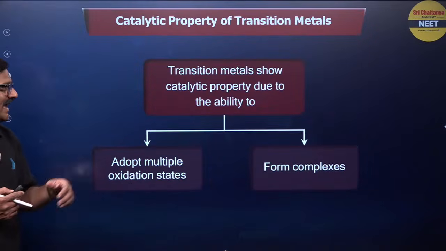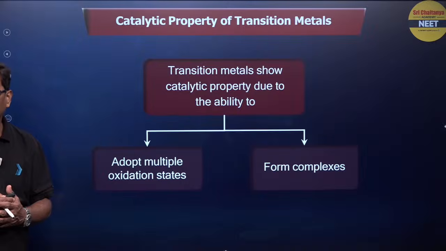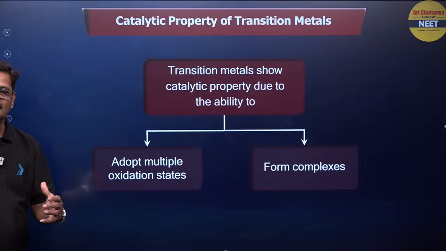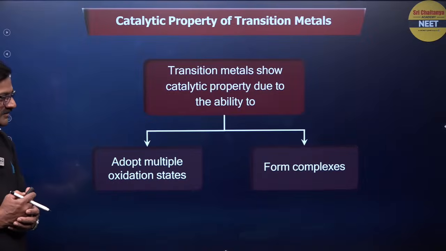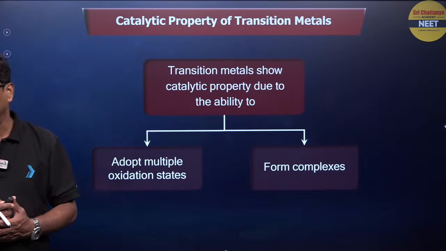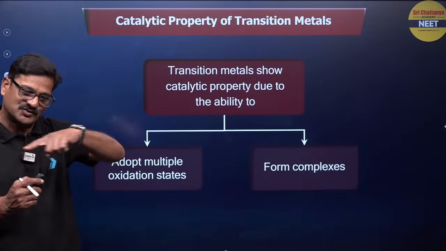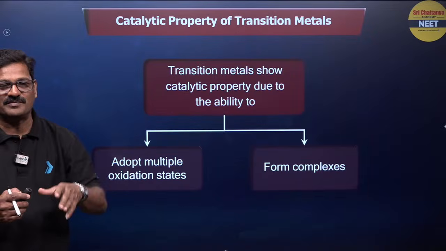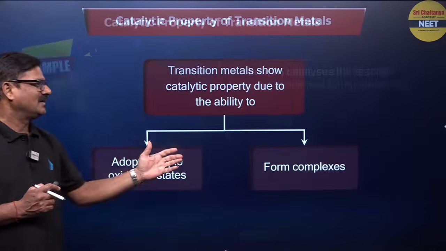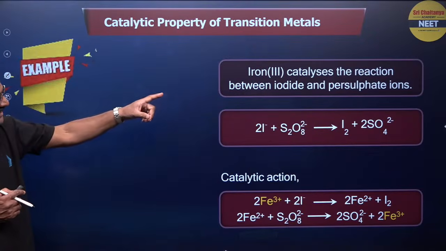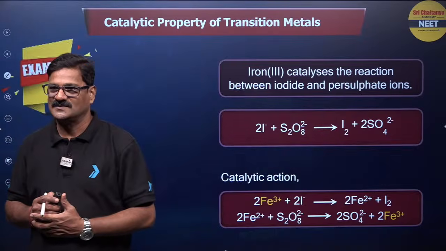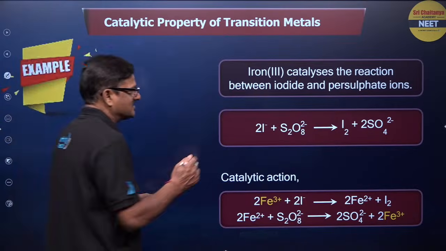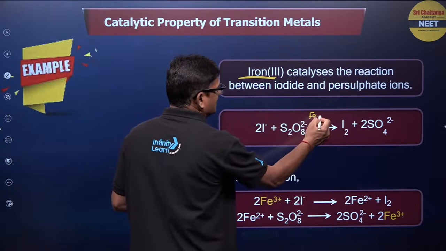And the transition metals show catalytic property due to availability of vacant d orbitals, and also they have variable valencies. So they form complexes. Whatever the reason, the entire story moves here and there and comes to stop at the d orbital only. Right, beta? Now let us see, Iron 3 catalyzes the reaction between iodide and iodine. So Fe3+ is a catalyst. You can use FeCl3 as a catalyst.